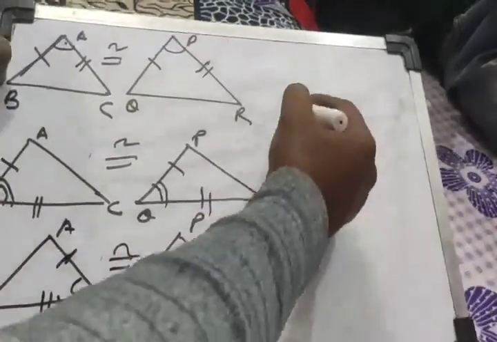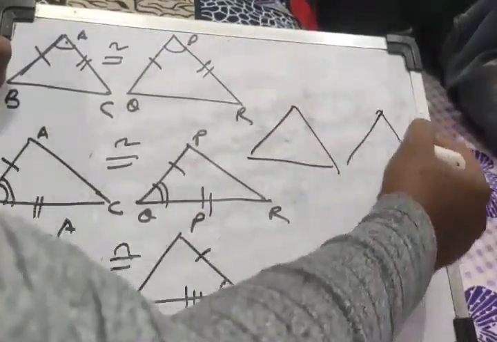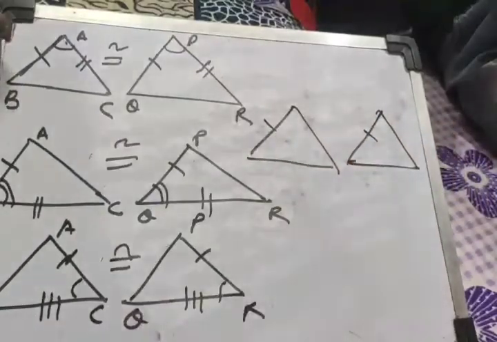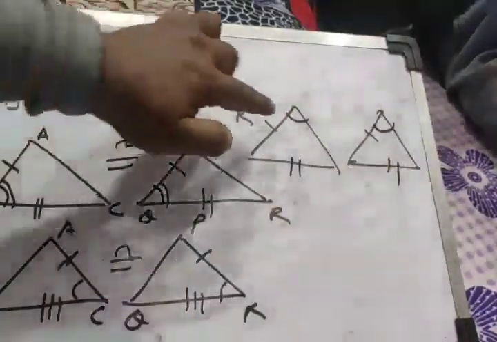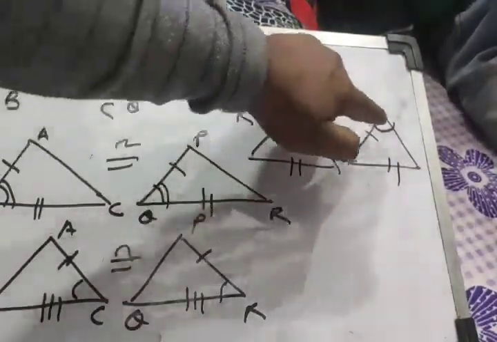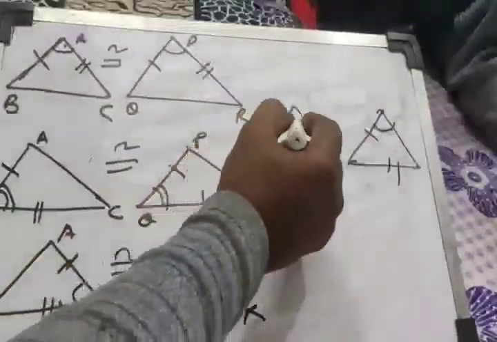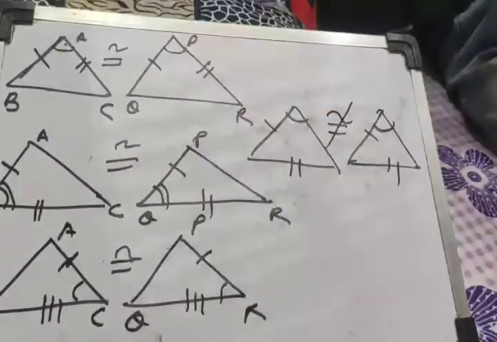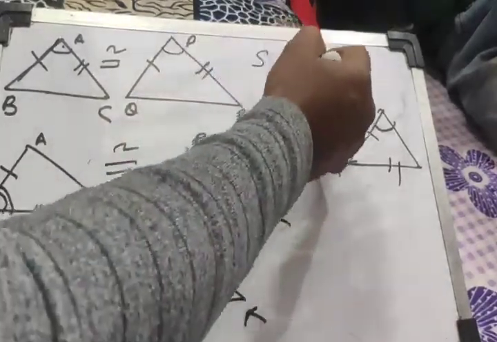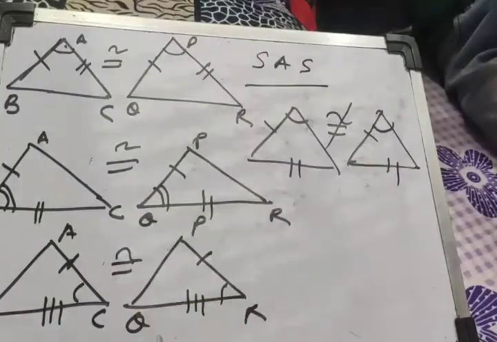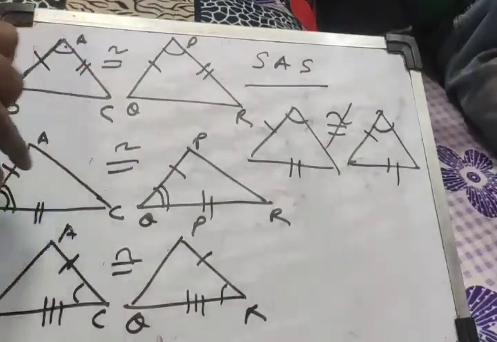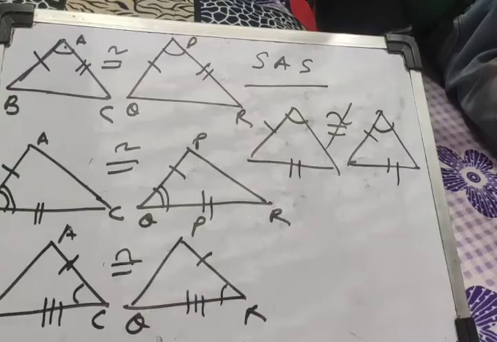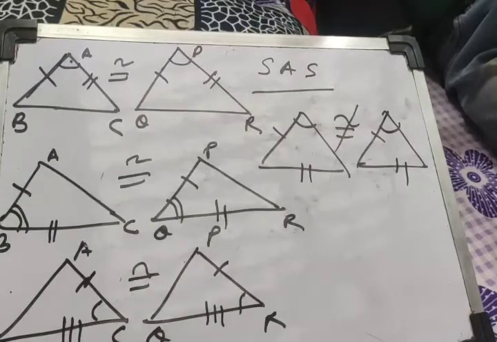But if you take a triangle such that this side is equal to this side, and this side is equal to this side, and this angle is equal to this angle, since this angle is not included between these 2 sides, this triangle is never congruent to the other triangle. So be careful when we are talking about SAS. The angle must be made by 2 corresponding sides. If this side and this side are taken, then the angle between them must be there, and only then can we prove that both the triangles are congruent by the SAS condition.